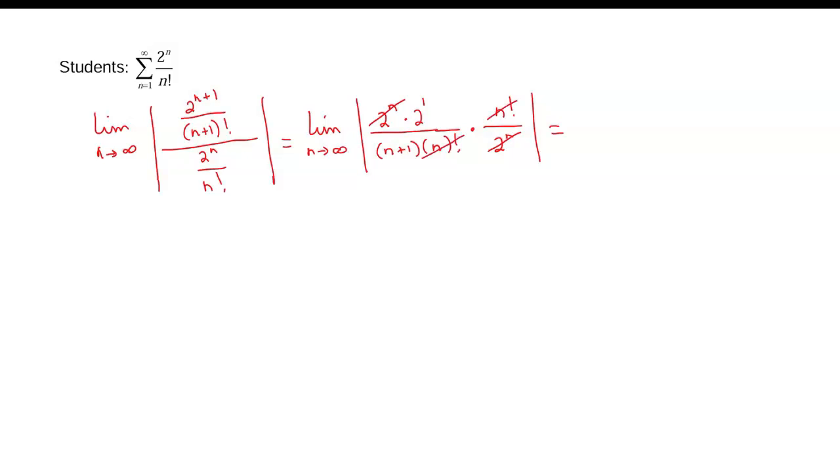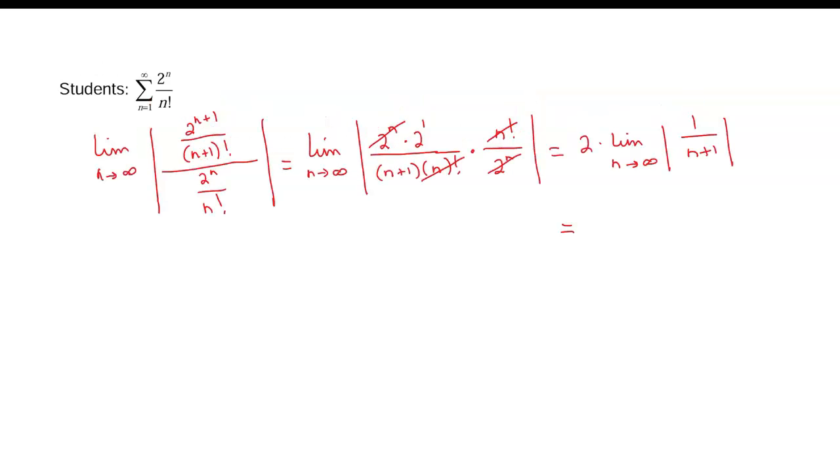Now I'm left with 2 in the numerator. You can bring 2 out in front of the limit. That leaves behind 1 over n plus 1. The limit as n goes to infinity of 1 over n plus 1 is 0, and 2 times 0 is 0, which is less than 1. Remember, with the ratio test, we're always comparing whether our result is less than 1, greater than 1, or equal to 1. This time it's less than 1, so that means the series is absolutely convergent.